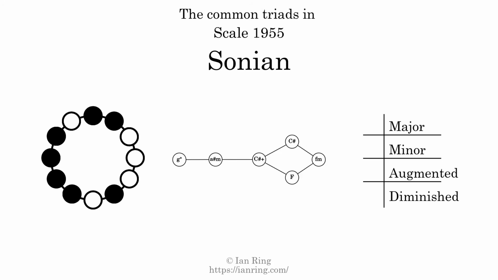Here are the common triads present in this scale. The diagram in the center is a graph of parsimonious voice leading between triads. There are 2 major triads. There are 2 minor triads.